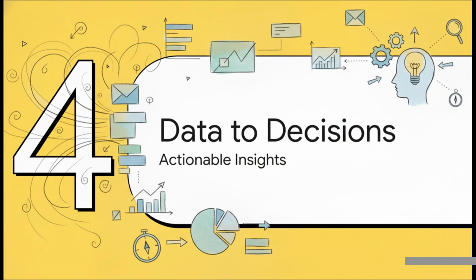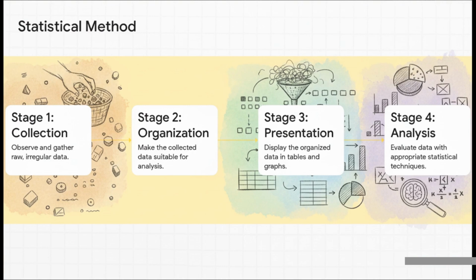And let's not forget about statistics. They also play a big role in research. The process usually involves 4 stages. First, data collection. Second, organization of the data. Third, presentation, which often requires charts and graphs. And finally, analysis, where researchers interpret the results.